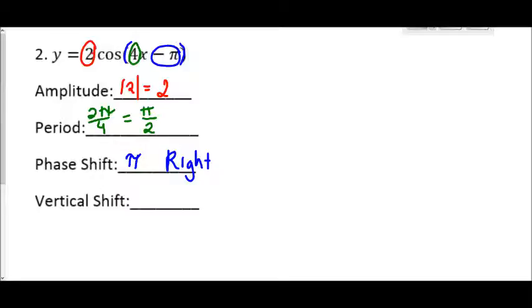Then we have a vertical shift. This would be a number on the end, but we don't have anything out there, so we do not have any kind of vertical shift. So the next thing to do is to make our graph.